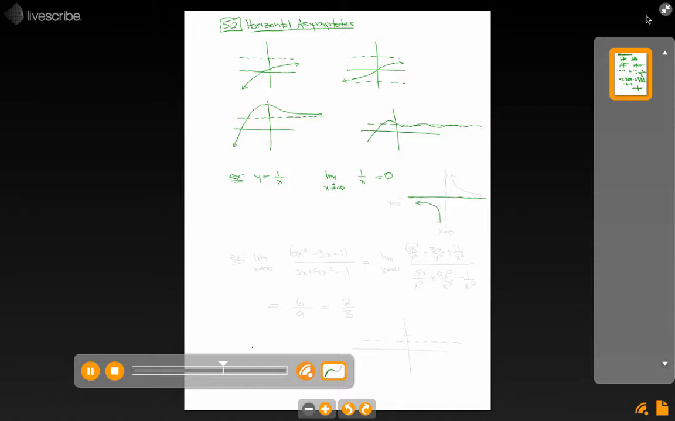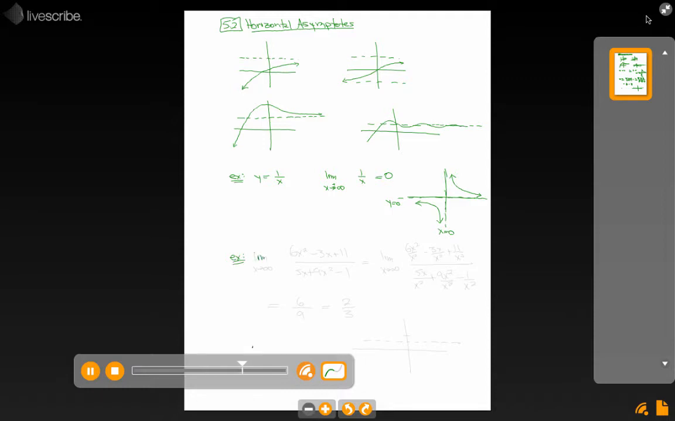If you can recall what the graph of y equals 1 over x looks like, it does have an asymptote at y equals 0. It also happens to have a vertical asymptote at x equals 0, and does something like this. But specifically limiting our discussion here to horizontal asymptotes, the limit as x goes to infinity of 1 over x is 0.